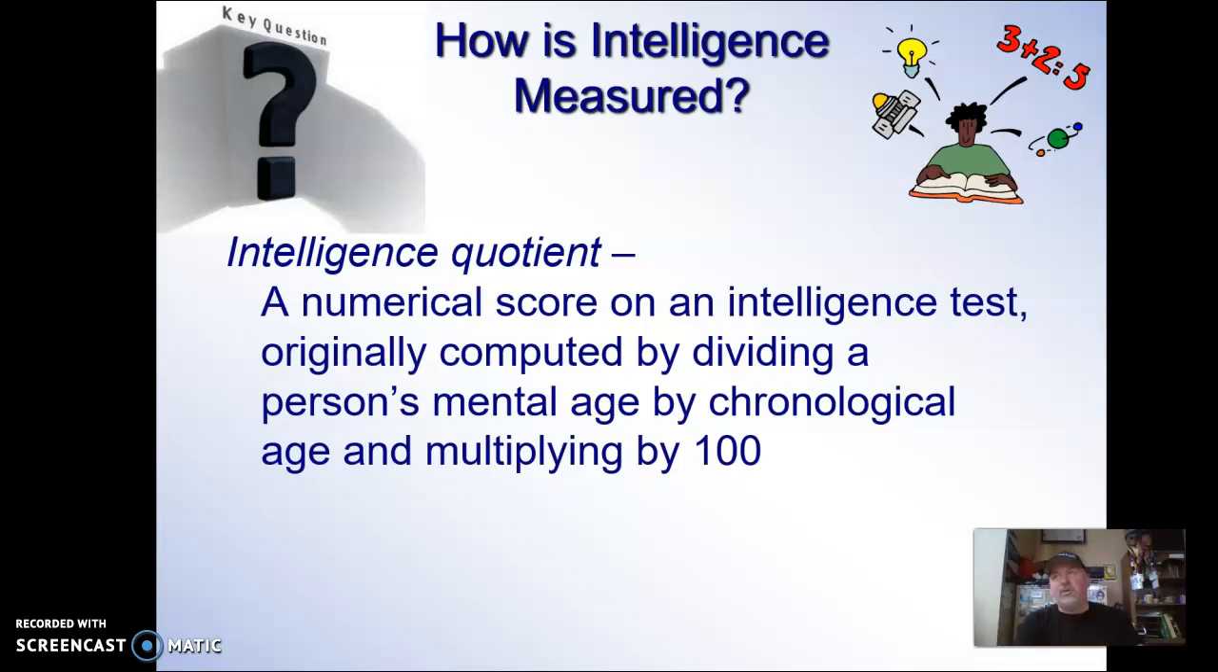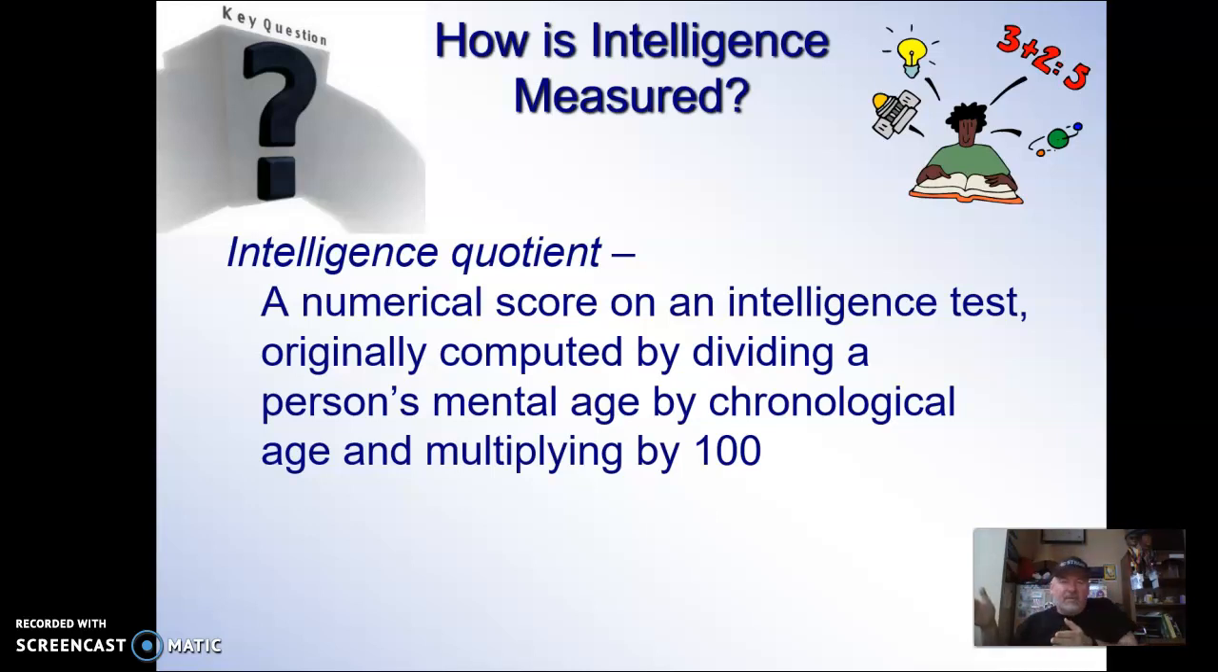But let's say your chronological age is 10. Let's just make it simple. And you scored like a 15-year-old. That's great. That would mean that your IQ, if you're doing the math in your head, is 150. So it would be 15 divided by 10 equals 1.5 times 100 is 150. That's a high IQ. So you can see they could just figure out this quotient, and then they could kind of put people on a list.